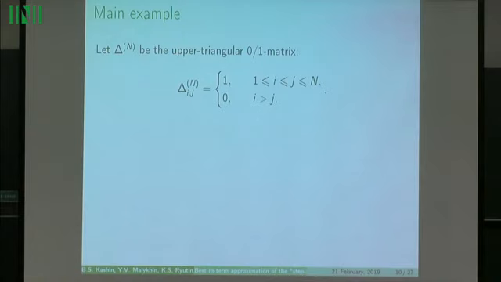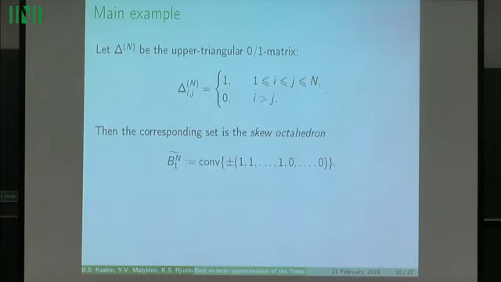But we will be interested in another matrix. So here is the main point of the talk. We will deal with this matrix. It's also a very simple one. It's a triangular matrix of zeros and ones. So here is the definition.